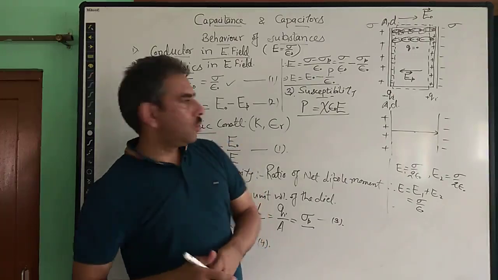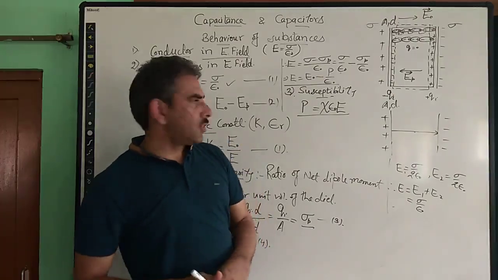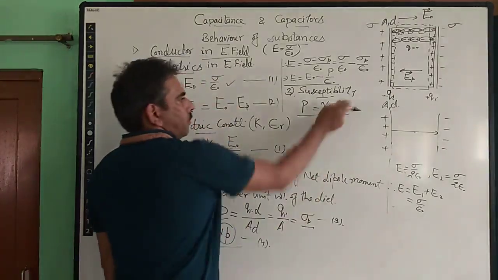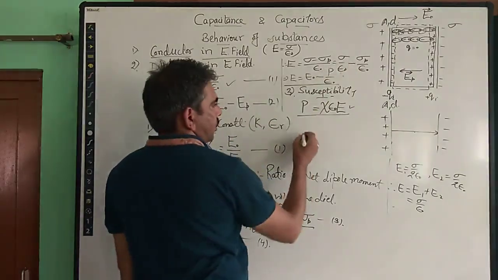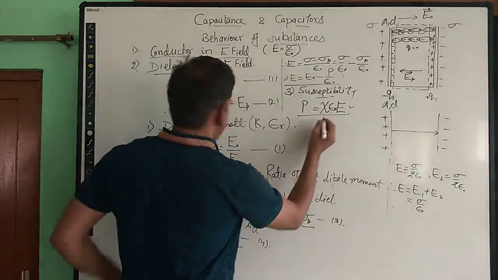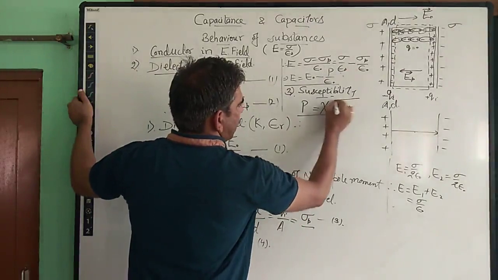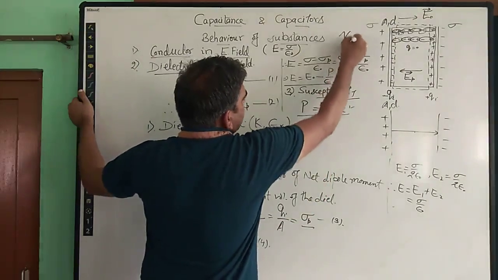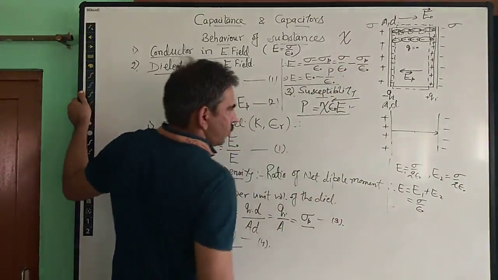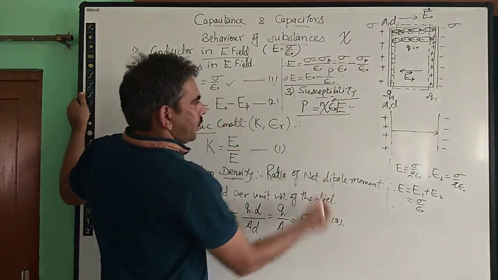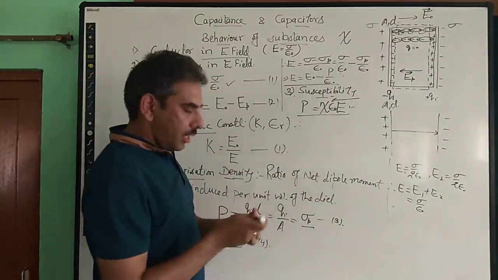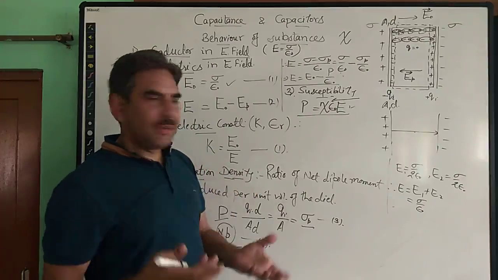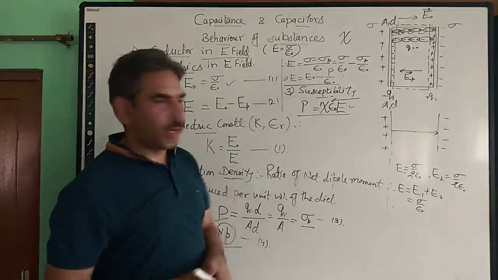This expression is known already, so we are taking it as it is. So from here we can substitute the value of polarization from here to here in this equation. Therefore, this constant is called the susceptibility, denoted by xi. It measures the easiness by which a substance, a dielectric substance, can be polarized.